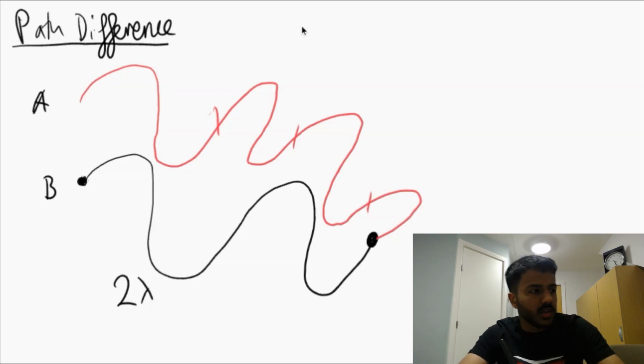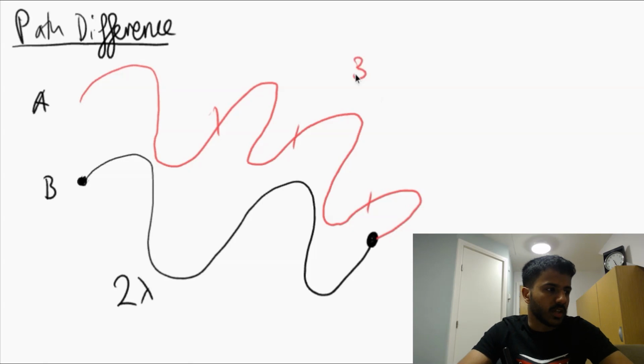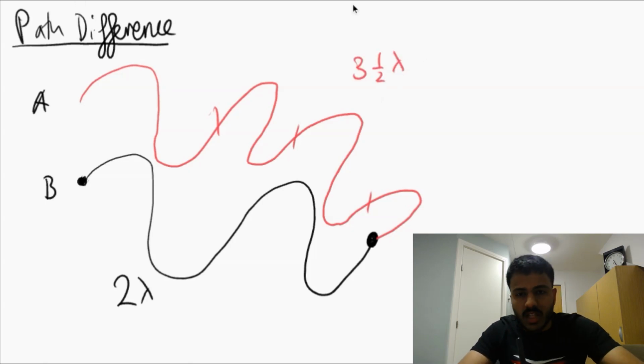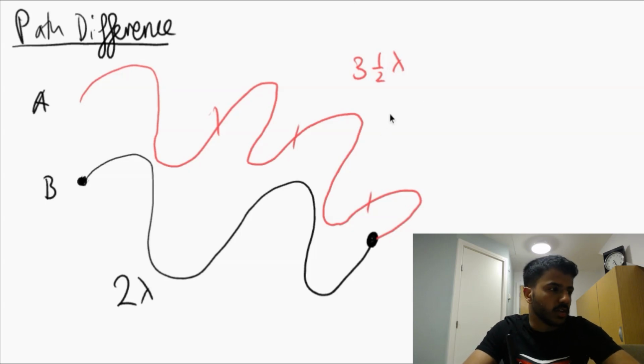But if you look at the red wave, you can see there's been 1, 2, 3.5 wavelengths traveled. So you can say that there's been 3.5 lambda as the distance traveled by the red wave. So this time, if you work out the path difference, it's 3.5 lambda minus 2 lambda. So the path difference in this case is equal to 1.5 lambda.